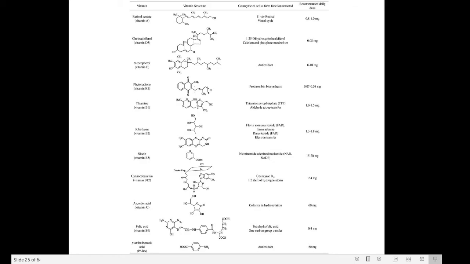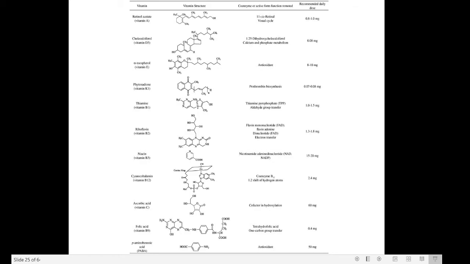Vitamin K1 is a very important thing in the blood. Phytonadione is vitamin K1, and it helps prothrombin synthesis. This is a match-the-following question, the most widely repeated question.